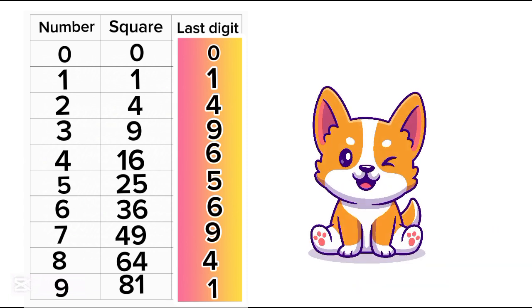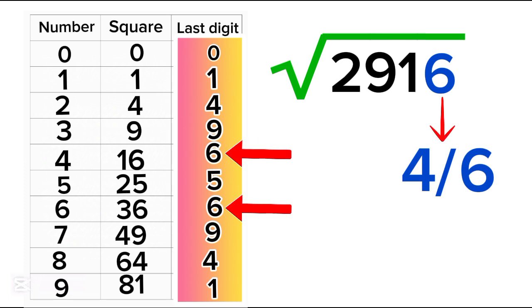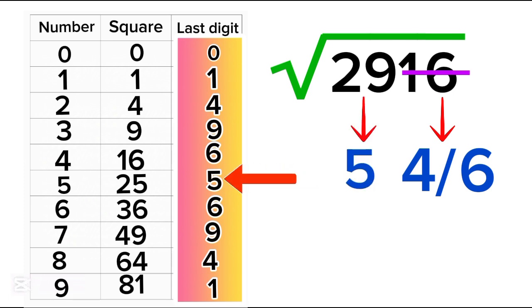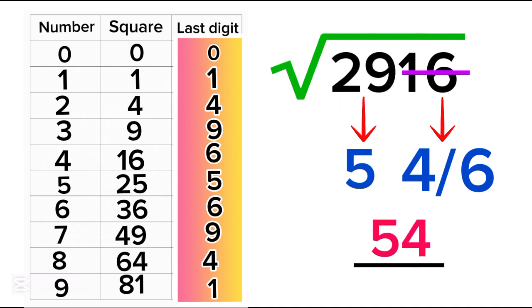Let's do one more to really cement the trick. For 2916, the last digit is 6, so the square root must end in either 4 or 6. Cross out the last two digits, leaving us with 29. The largest square less than or equal to 29 is 25, so 5 square, so the answer is 54 or 56. Multiply 5 by the next number 6, which gives us 30. Since 29 is less than 30, we choose 54.